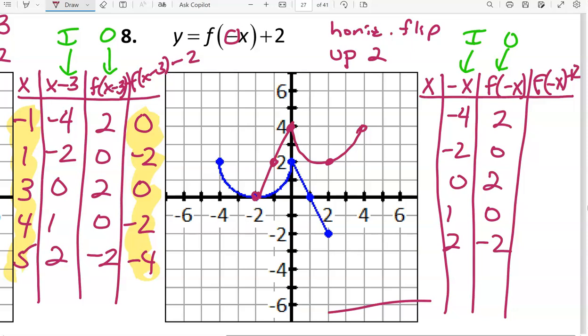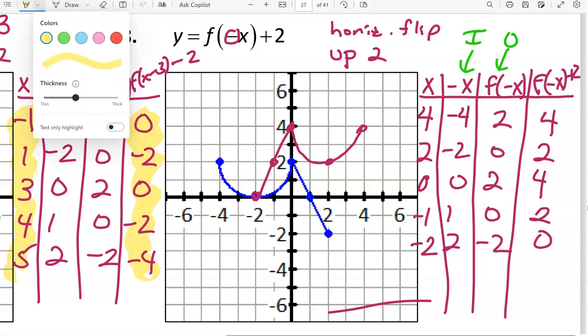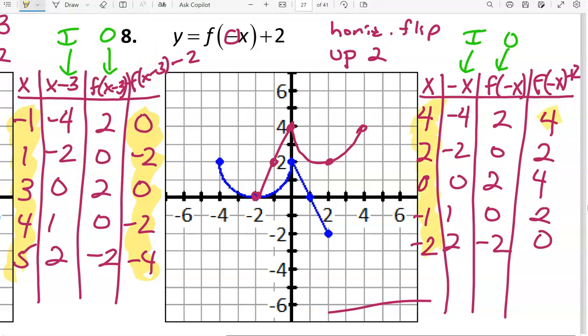And to get from -x to x, take the opposite. And to get from f of -x to f of -x plus 2, add 2. And if we graph the ordered pairs given by the first column, comma, the last column, that will give us our x and y values.